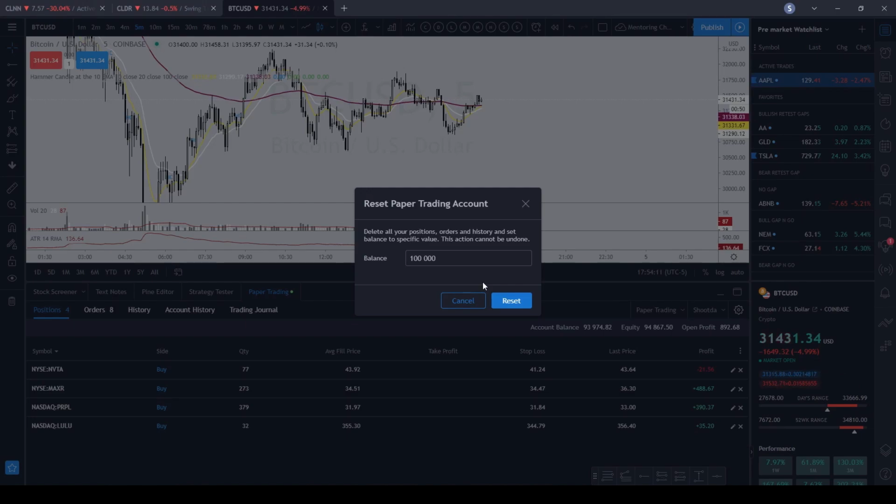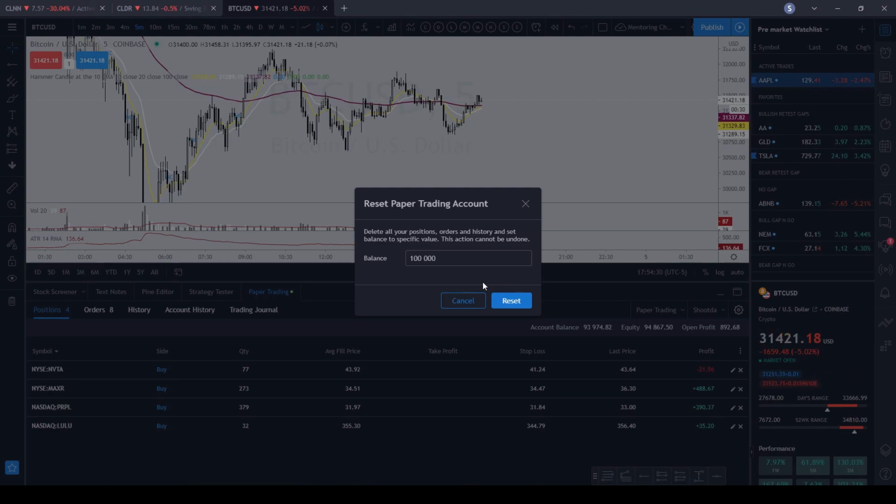Now, why would you want to reset your account? Again, if you blow out your account, that's one reason. Let's say you're trying a new strategy, you can test it out using that new strategy, so you can reset it then. Or maybe it's the beginning of the year and you want to see how you do year after year, you can reset your balance there.